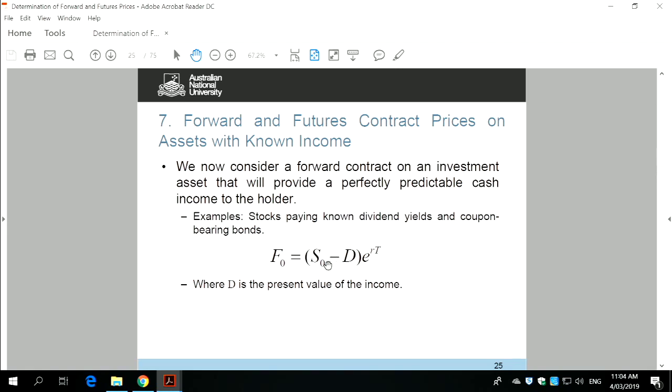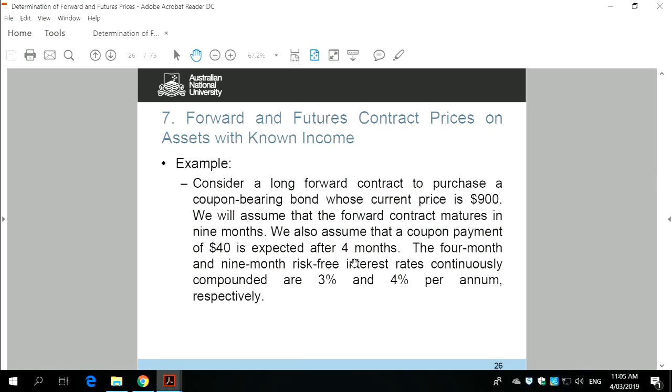So this is what you're doing in foundations of finance. You simply subtract the dividend from the spot price of the share. Then you do your normal thing, then you multiply by e to the power of rT. All right, so the D is the present value of that dividend income. Okay? So let me give you one example here.